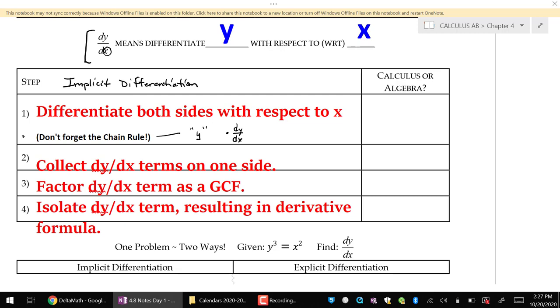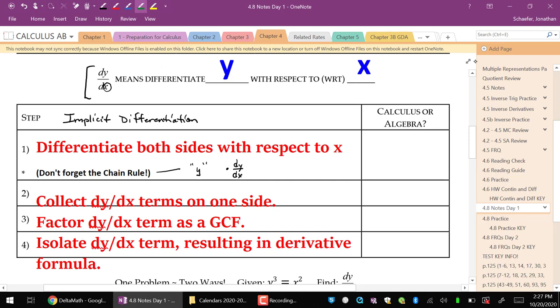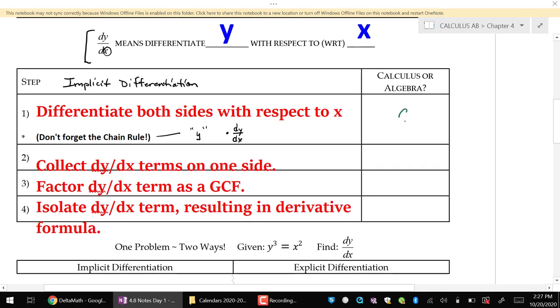Now, step 1 is the only step in this process that involves calculus. Collect like terms, factor GCFs, isolate a variable. Those are all algebra steps. So we have a lot of algebra to do in this lesson when we write derivatives implicitly.